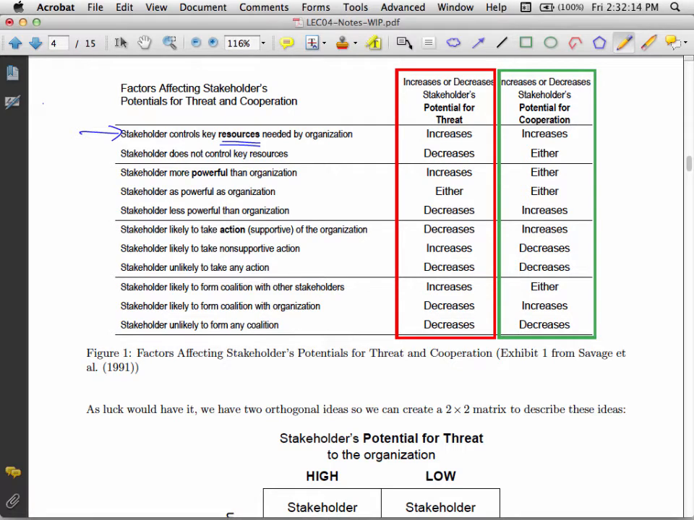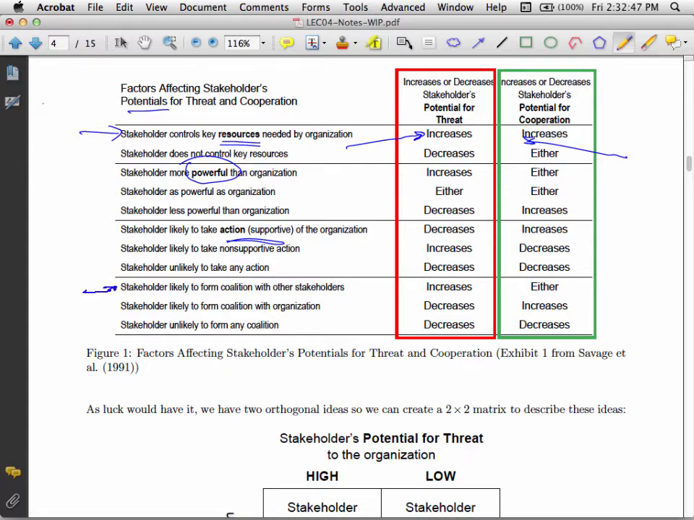So if the stakeholder controls those key resources, and there's a potential for threat, it's going to increase potential for threat. And if we have a cooperative environment, we'll have this increase corresponding on this side. You can also look at power in the organization. Who has the power? And is that going to increase or decrease potential for threat, potential for cooperation? Likewise, supportive action, and so on and so forth.